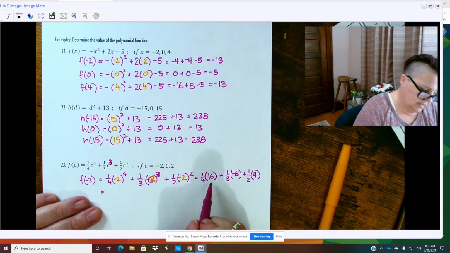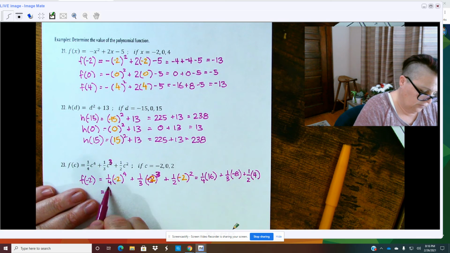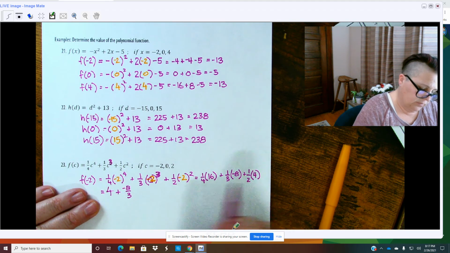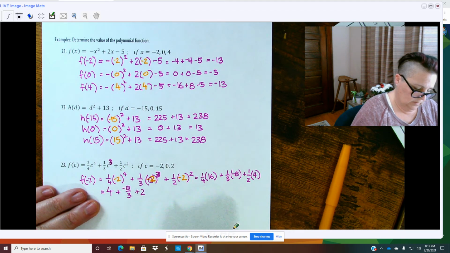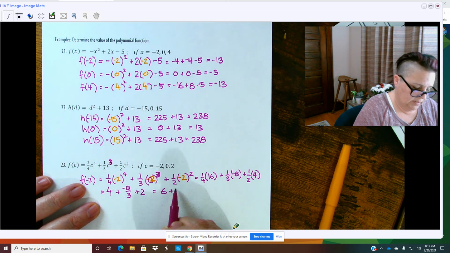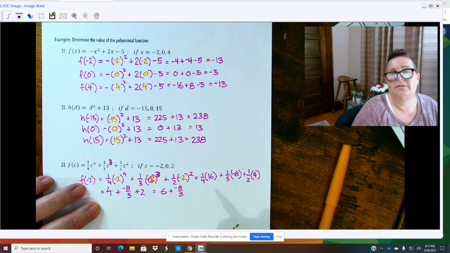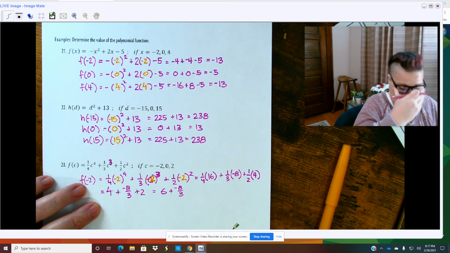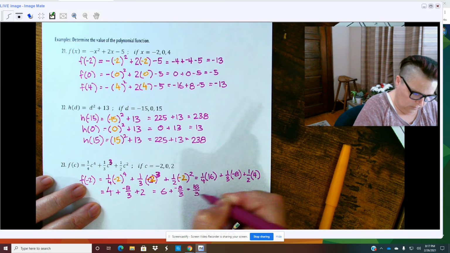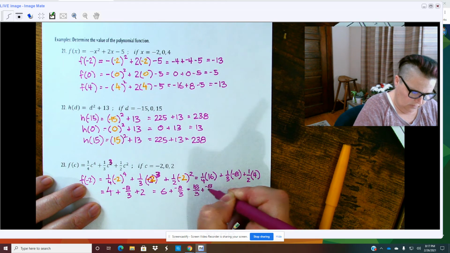Okay, I'm not done. There's a lot here. 1/4 of 16 is 4. Yep. Plus 1/3 of negative 8. I'm just going to write it as negative 8 over 3. Plus 1/2 of 4 is 2. That's going to be 6 plus a negative 8/3. What's 6 times 3? That's 18. So that's going to be 18 over 3 plus a negative 8 over 3.